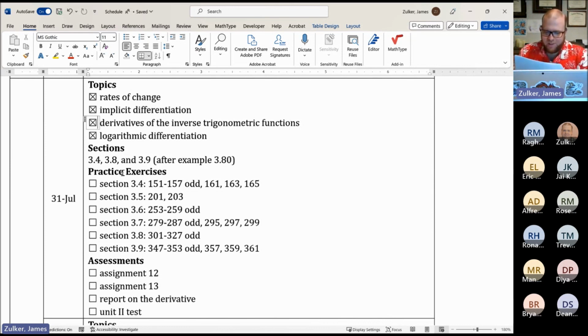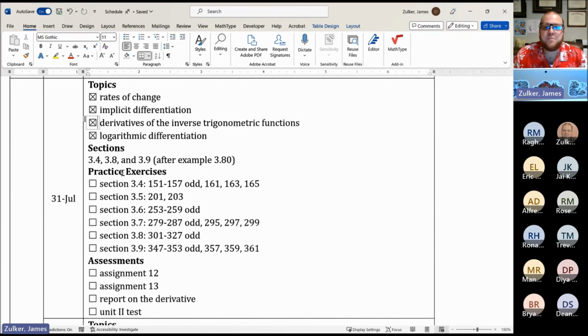On Wednesday, we will be looking at our first applications of the derivative. Okay, so we're going to look at related rates. And we will then look at some approximations. So we'll look at differentials and how we can use that to approximate changes.